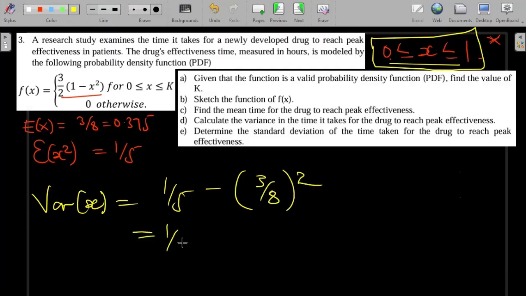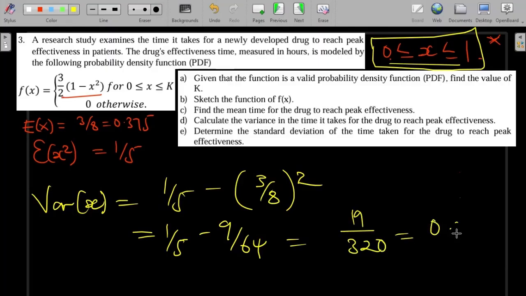So it is 1 over 5 minus 9 over 64. Okay, so now we just have to combine these two. When we combine them, we get 19 over 320, which is equal to 0.059375, something like that. So this is our variance.